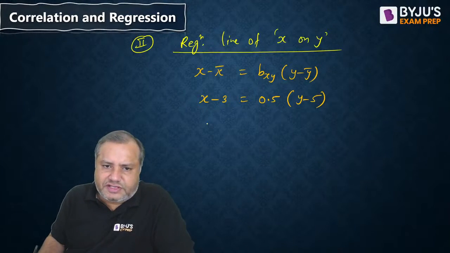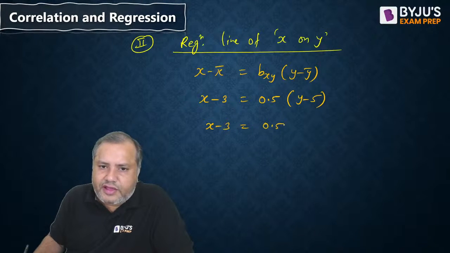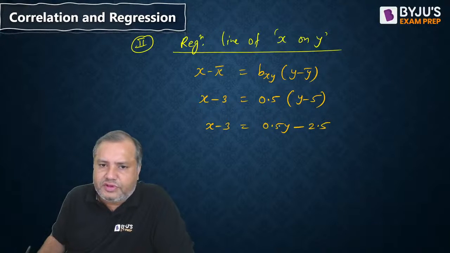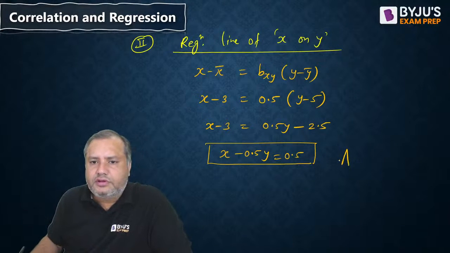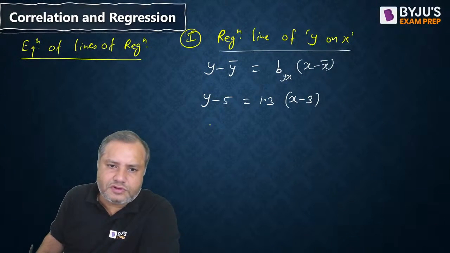You can simplify this also. So x minus 3 equals 0.5 y minus 0.5 into 5, which is 2.5. Bring this term to the left hand side: x minus 0.5 y is brought to the other side. So this is our regression line of x on y. Simplify the previous one also.